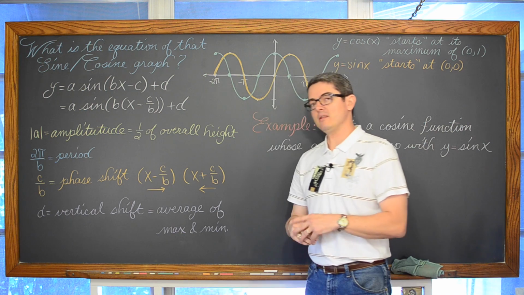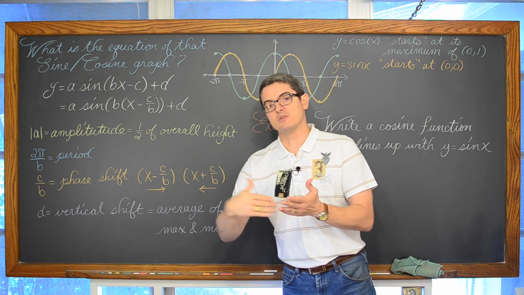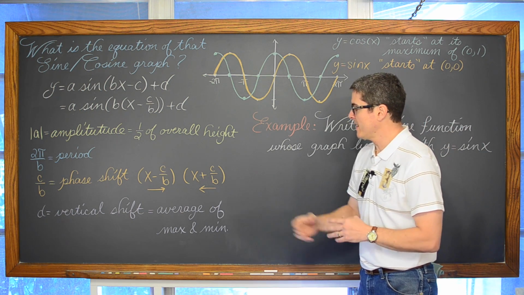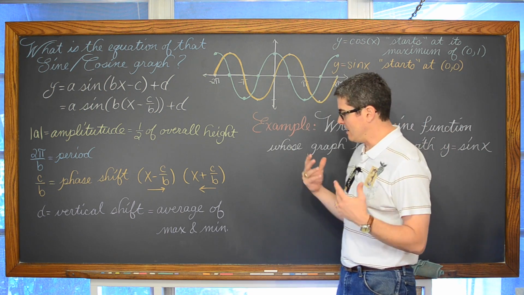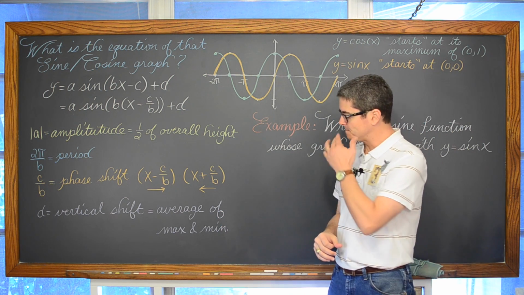x plus c over b, that really means your phase shift is negative c over b, and that is meaning that your graph has been shifted to the left that many units. And then finally d is equal to your vertical shift. And when looking at the picture, the graph, that is going to be the average of the max and min.